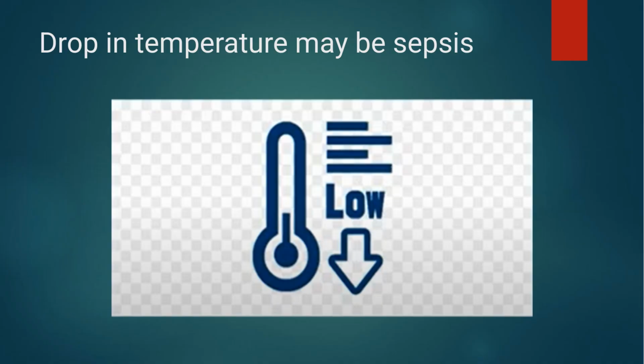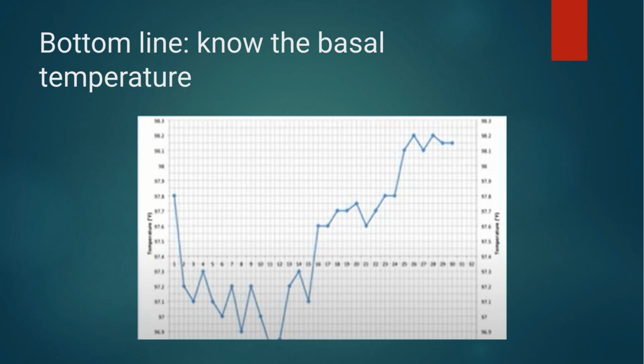If there's a drop in the temperature, that could also represent an infection. Sometimes it's associated with sepsis. If somebody normally has a 98.6 degree Fahrenheit temperature, if it goes down to 96 or 97, that could very well be another indication of infection in the older adult. The bottom line is, really know the patient, know the resident, know what their basal temperature is, and know if there's a 2-degree difference or a drop in that temperature. Act as if it's an infection and do the workup accordingly.